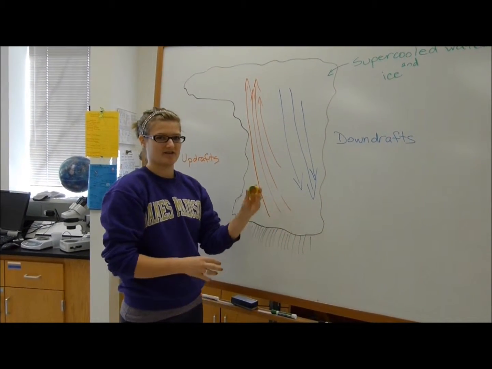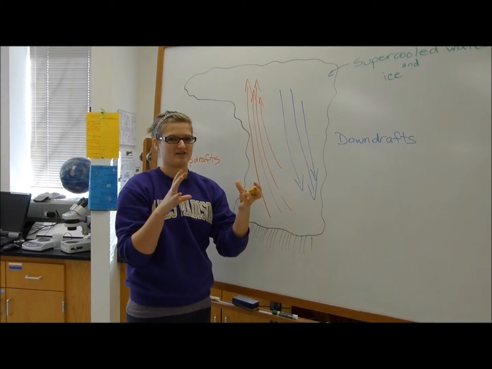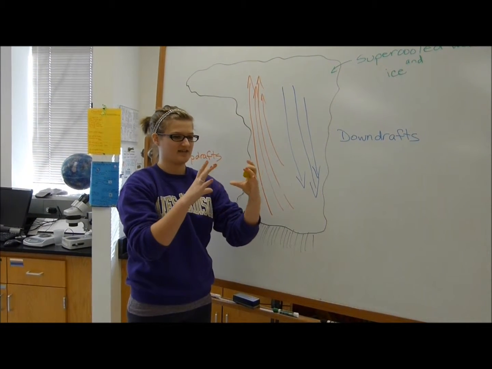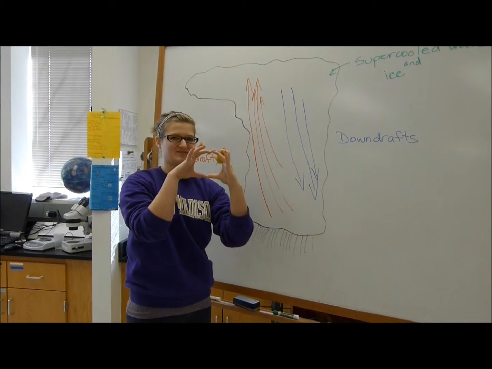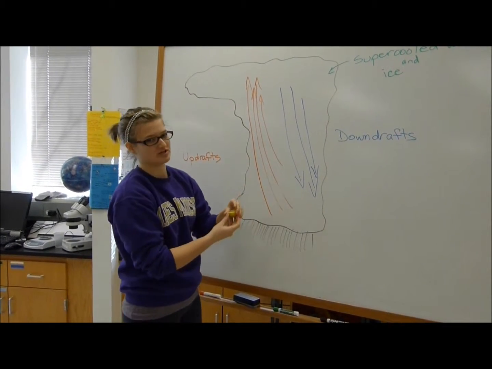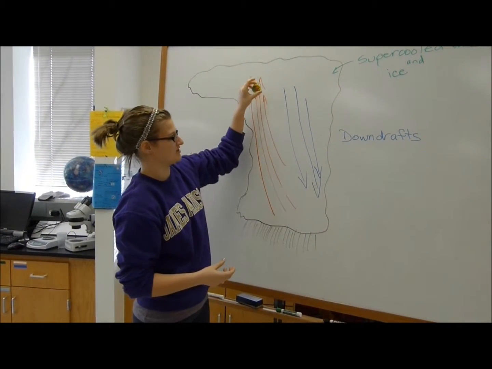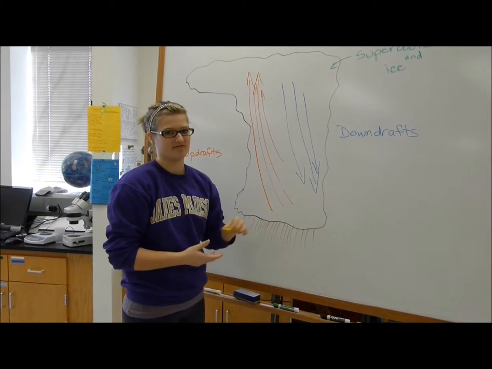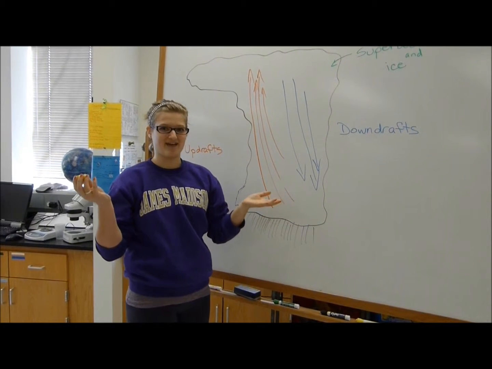And that's how you get, as you've seen, giant golf ball size and even hailstones like this big, because the updraft is so strong that it keeps pushing those layers of ice up until it falls down. And that's how hail is formed.